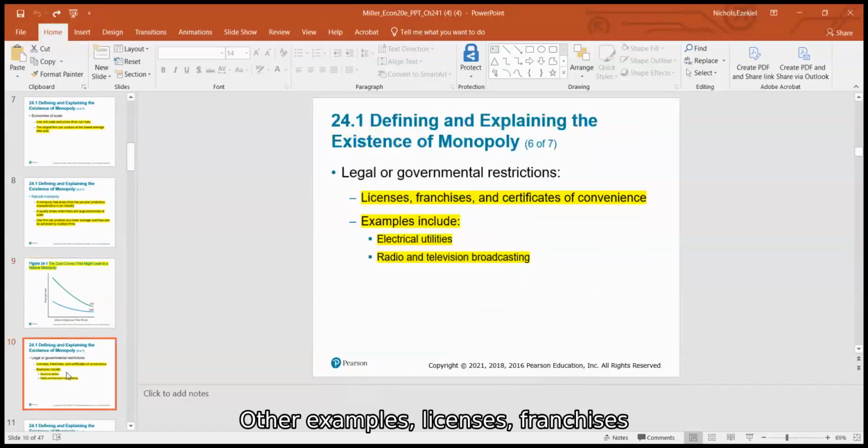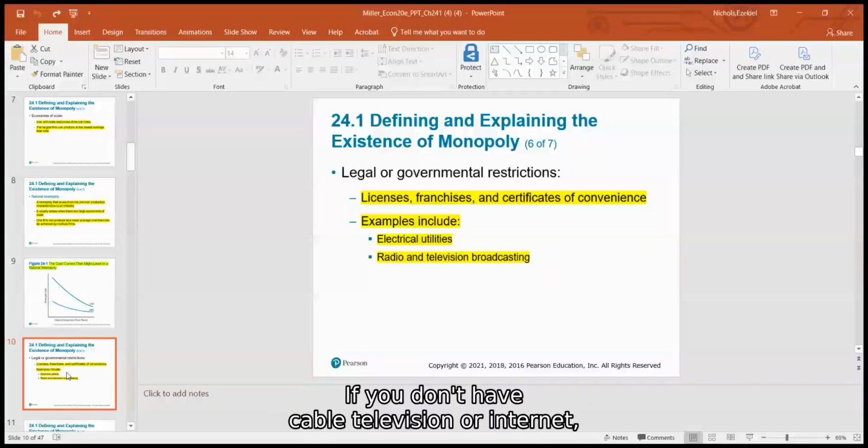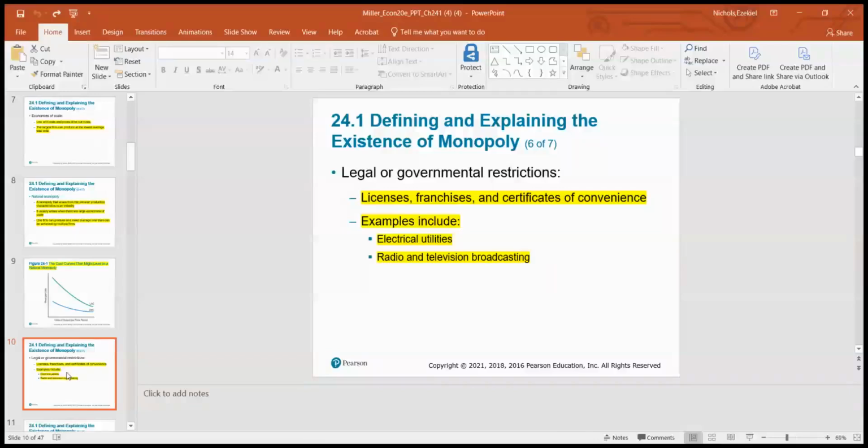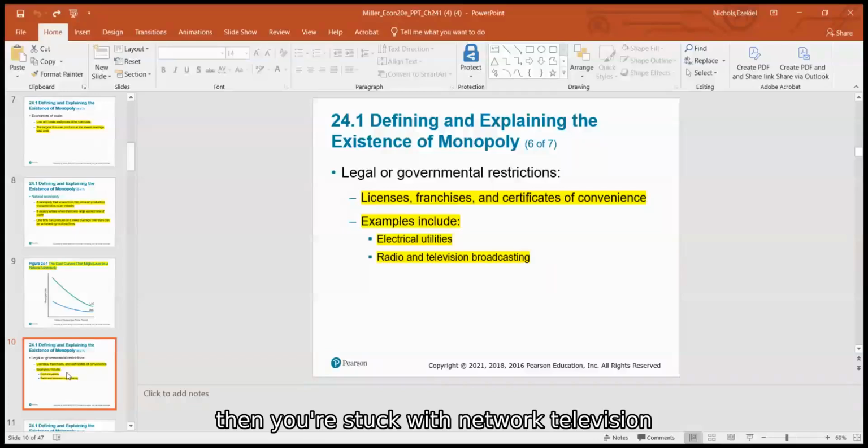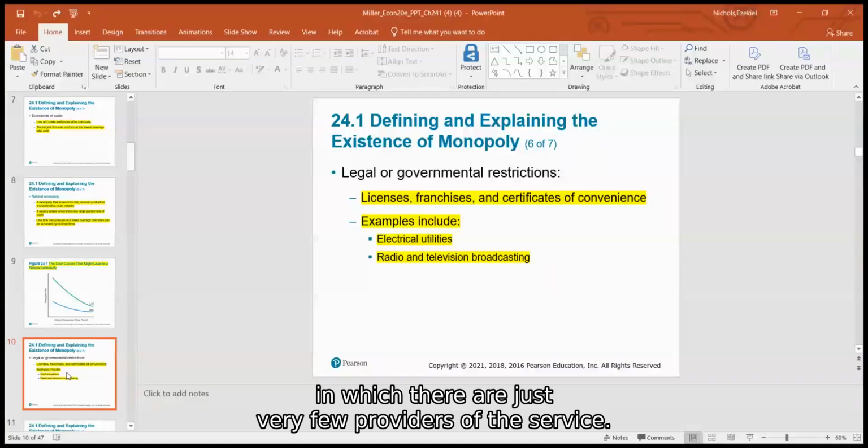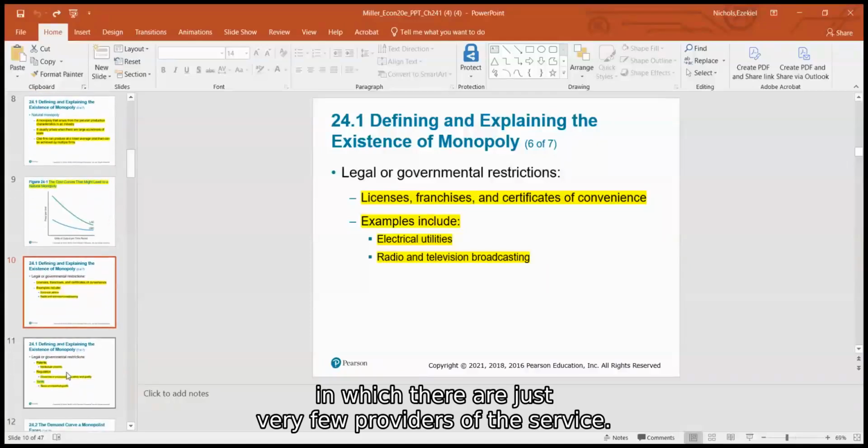Other examples, licenses, franchises, and certificates of convenience. Examples, electric utilities, radio and television broadcasting. Radio and television broadcasting, there aren't true monopolies. They're more like an oligopoly. If you don't have cable television or internet, then you're stuck with network television, in which there are just very few providers of the service.